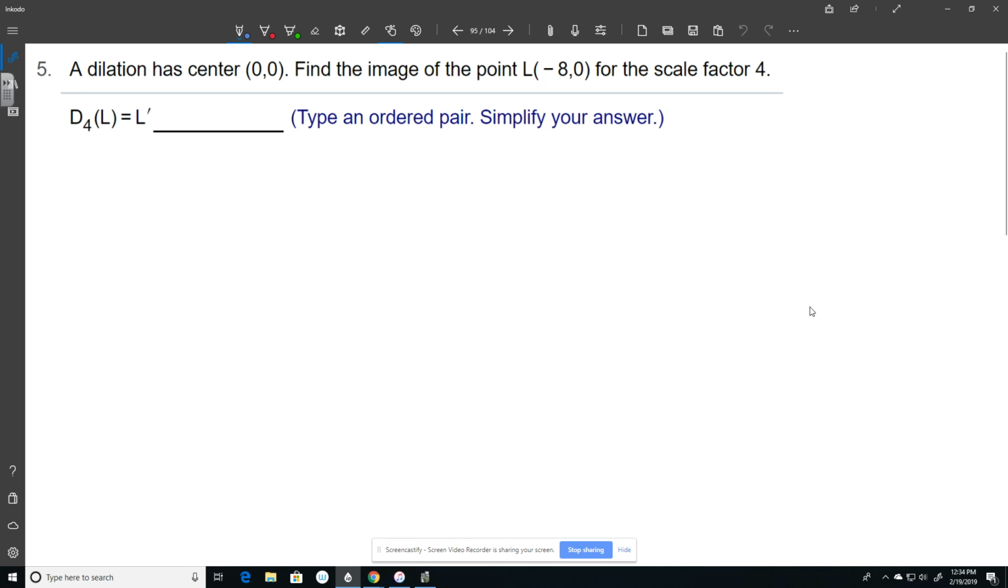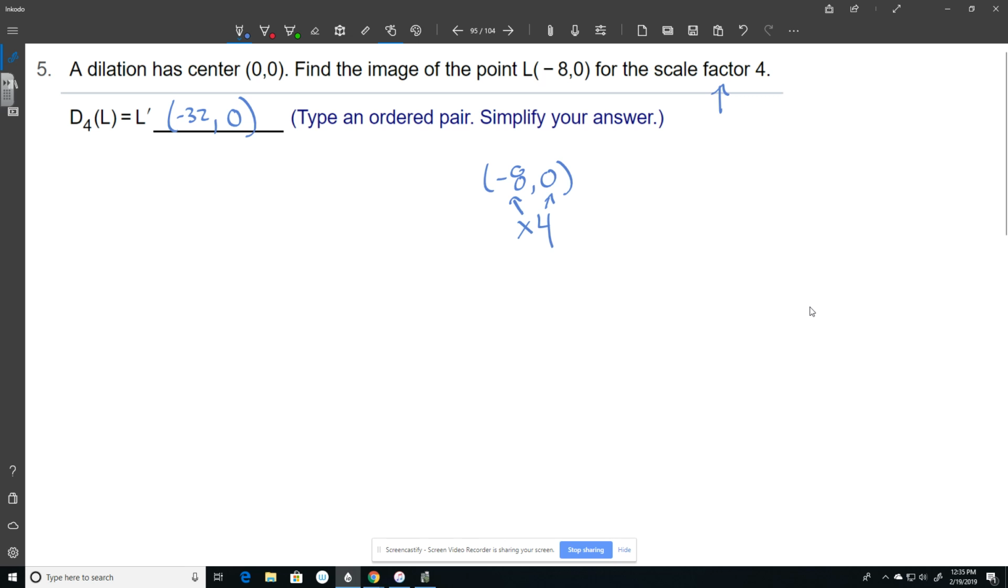All right, number 5. A dilation has center 0, 0. Find the image of point L, which is at -8, 0 for the scale factor 4. So I have this point, -8, 0, and it wants me to scale it, to dilate it, with a factor of 4, which is easy because I just multiply everything by 4. So -8 times 4 becomes -32. That'll be my new point. And 0 times 4 is still 0. And it wants us to type it as an ordered pair. So -32, 0 would be my L prime point, my dilated point.